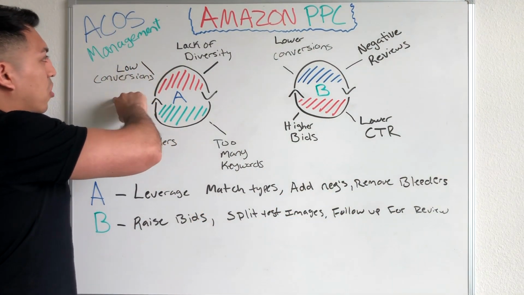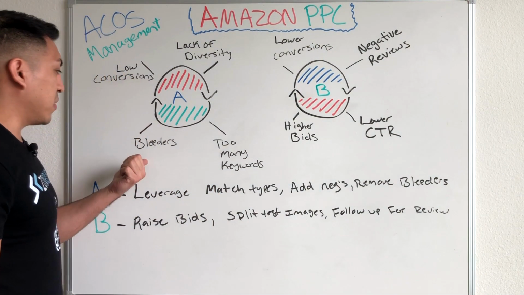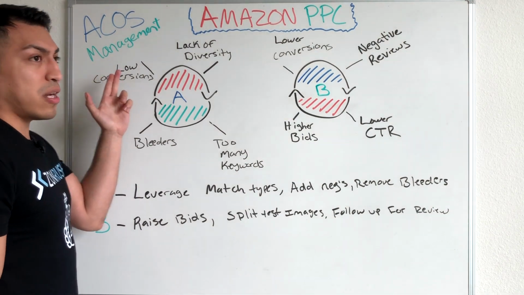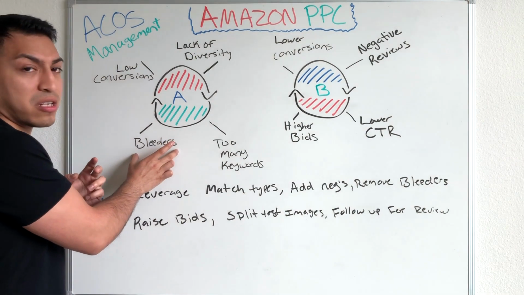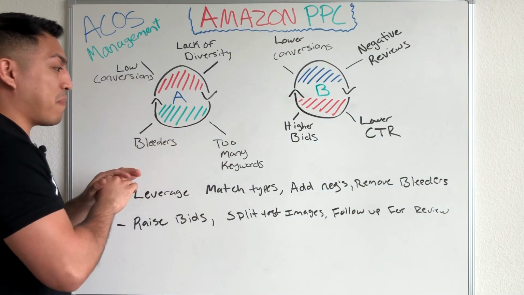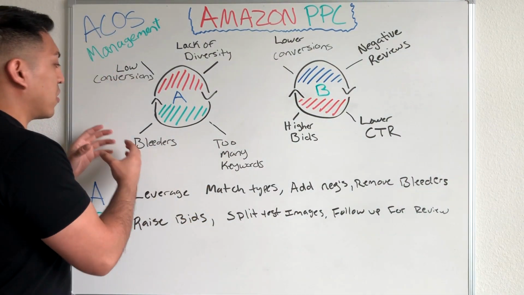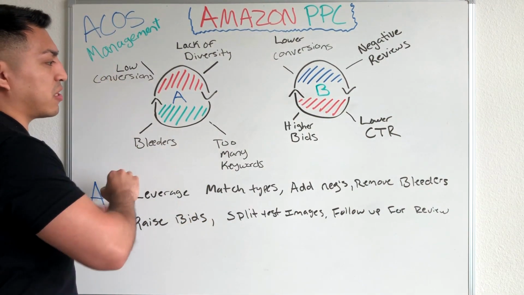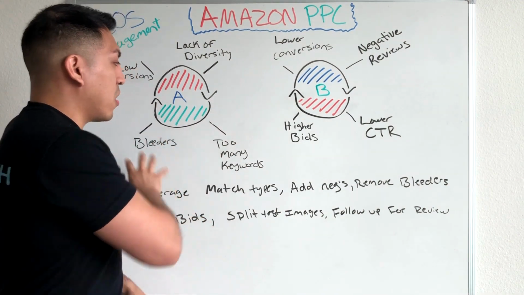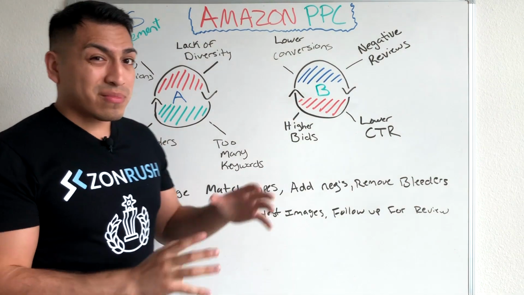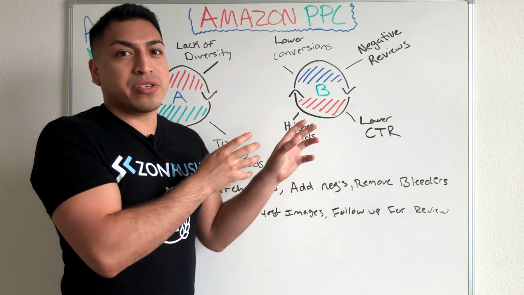So the bleeders are leading into a jacked up ACoS. And the reason why you have low conversions is because you're allocating funds to keywords that are making you zero sales. So by thinning out your campaigns, you're going to now have higher conversions, and the more conversions you have, the ACoS is going to begin to go down, okay? So that's scenario A.